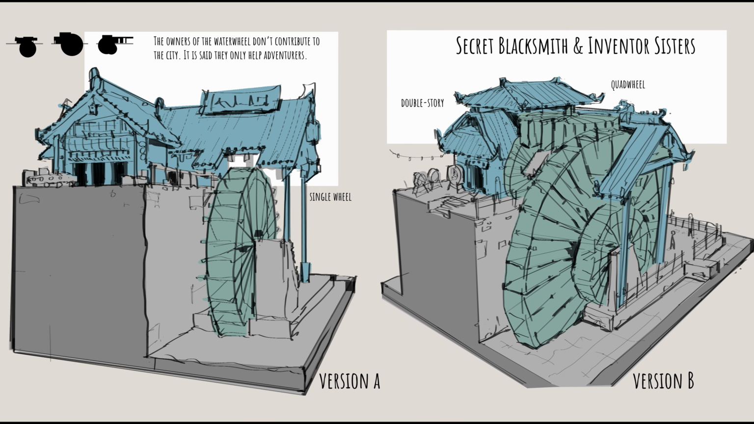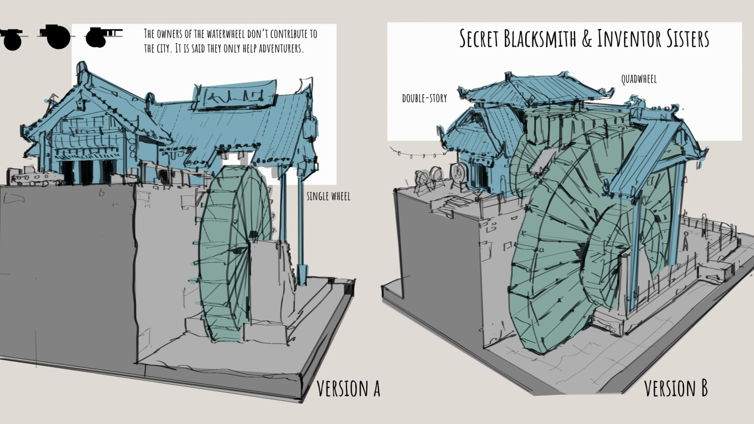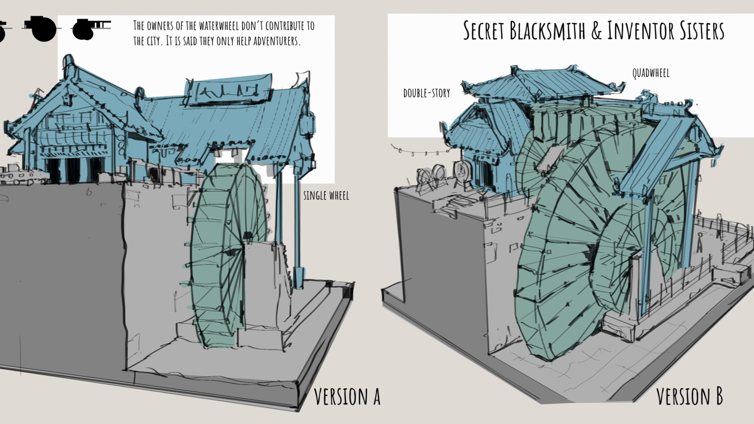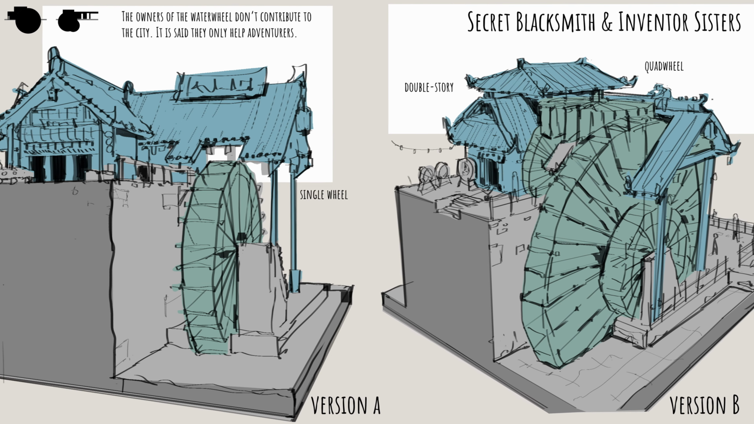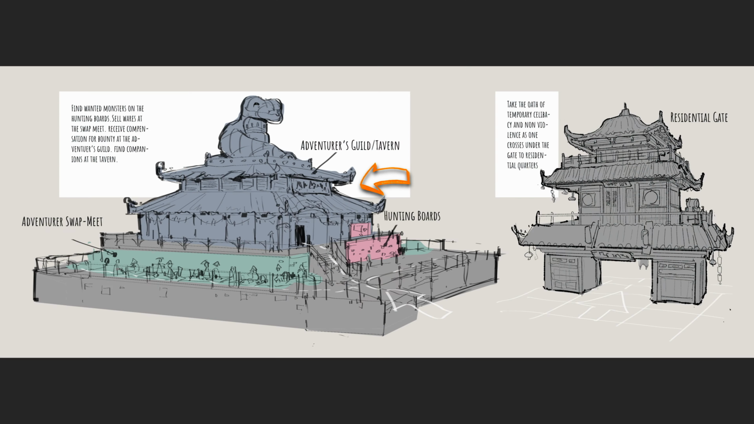These buildings are for the Inventor Sisters that unlock as a secret blacksmith for the character. They have water mills to power their tools. On the left, we have another adventurous guild, but in a different layer. And on the right, the entrance to a residential ward.